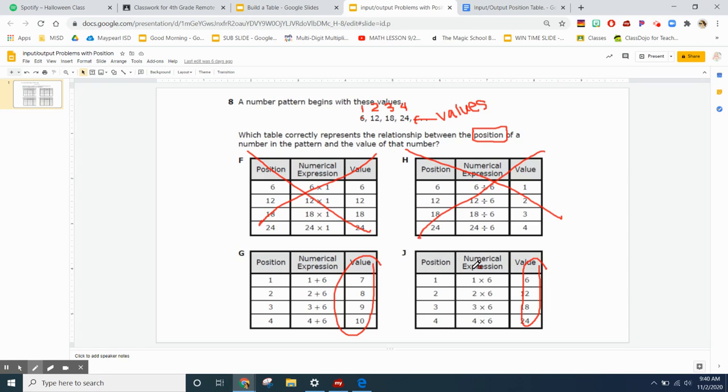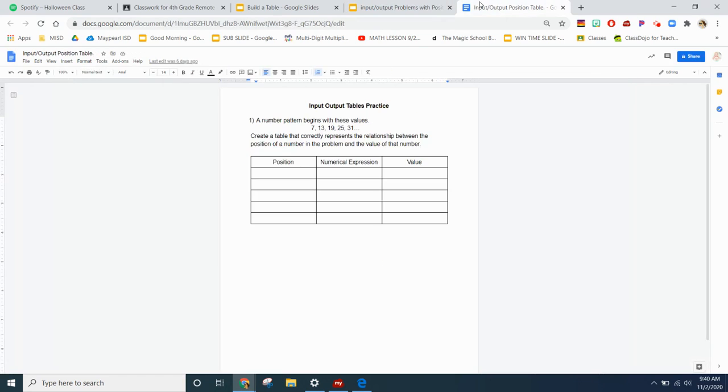So does 1 times 6 equal 6? Yes. Does 2 times 6 equal 12? Yes. Does 3 times 6 equal 18? Yes. And does 4 times 6 equal 24? Yes. So again, what you're looking for, you want to see that the position says 1, 2, 3, or 4, and so on and so forth, and the values are listed, and you're really just finding this part right here, to make sure the rule is the same and it works for every position and every value that's coming out. Okay? So now let's do a problem together.